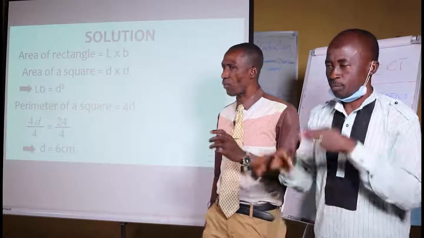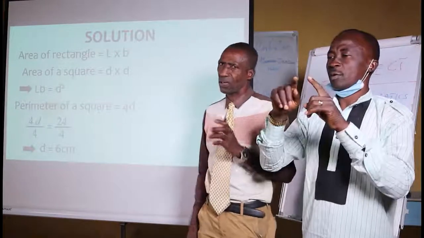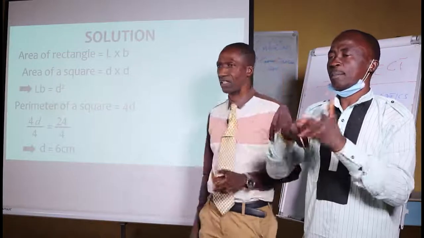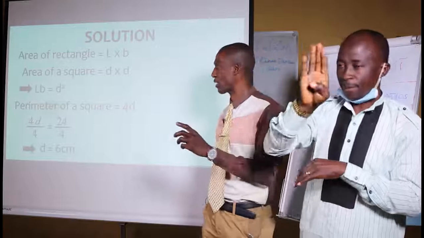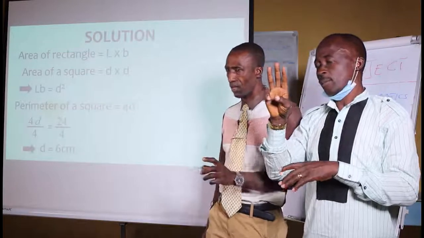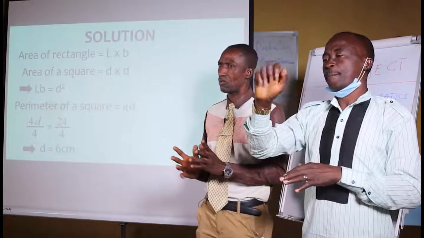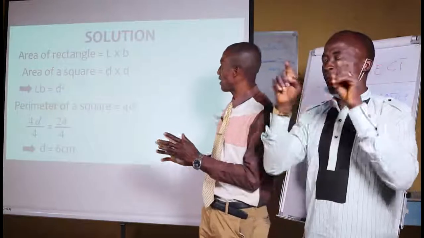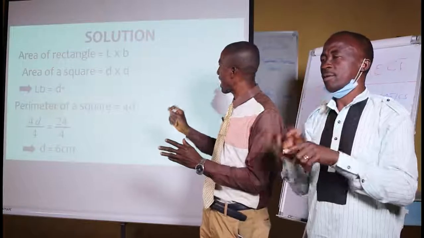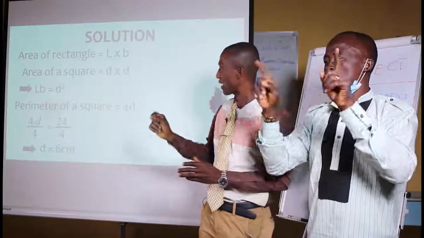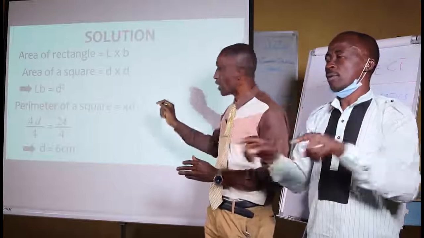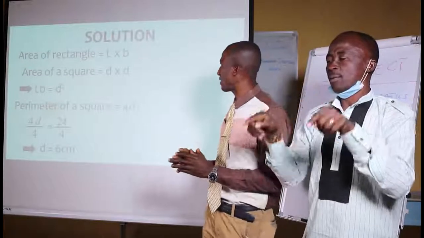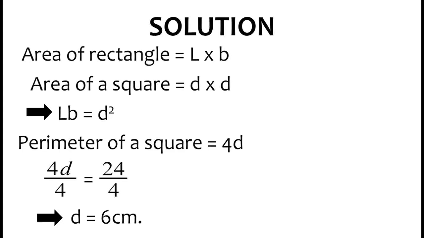If you are asked to find the width of the rectangle, we simply mean find the breadth of the rectangle. Take note of that. Now, from the question, the rectangle is equal in area to a square. We've already learned that the area of a rectangle is length times breadth.